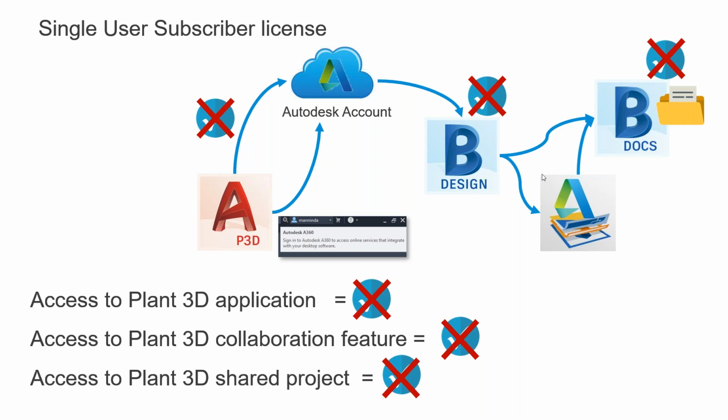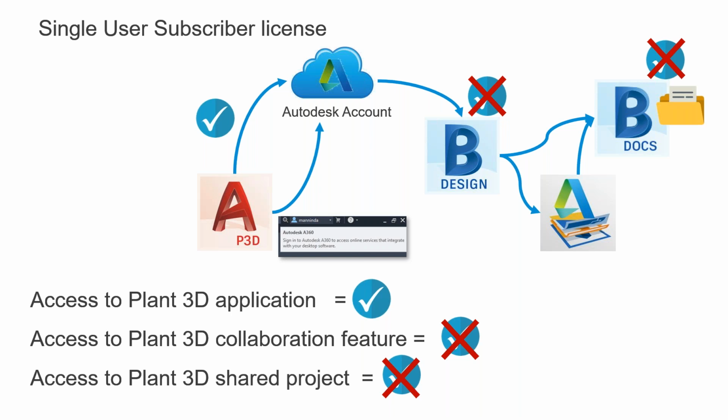The first one is a single user subscriber license. If you are a single user subscriber, you do need to log into your Plant 3D application, and then it's going to authenticate that you can actually use Plant 3D as a desktop tool. This is outside of anything to do with collaboration for Plant or BIM 360, just making sure that you have the right license rights and authentication is done for you as a user on that desktop application. So that's one level of authentication that has to happen.